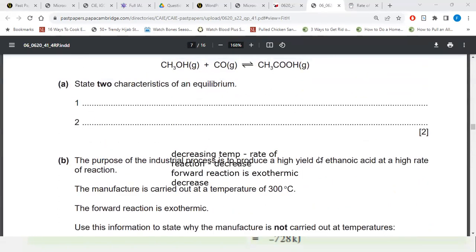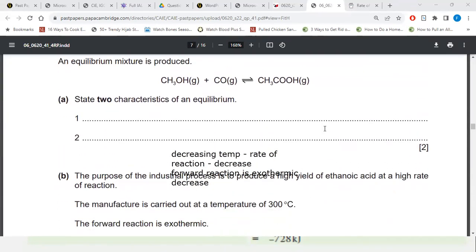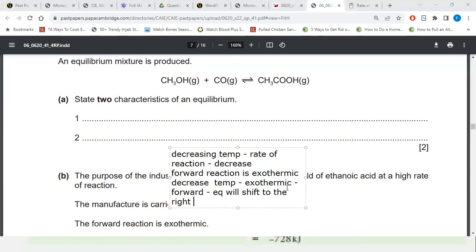To the exothermic side. Yes, correct. When I decrease the temperature, the reaction shifts to the exothermic side. So which is the exothermic side, the forward or the backwards? Forward. That means my reaction will go forward. So forward is the right side, correct? Yes. So does that mean I get more product or less product?